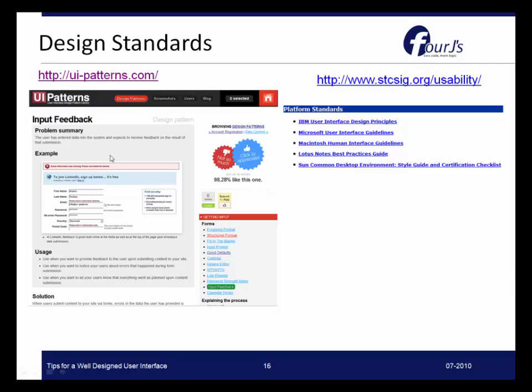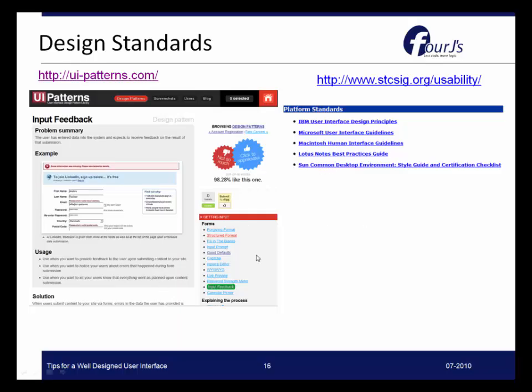For example, here the user has entered data into a system and expects to receive feedback on the result of a submission. It shows an example, it shows the usage and the solution, and also allows other web developers to agree or disagree on particular design patterns. This can be very helpful because you can quickly see what might be standard at any given time that you might be working on, for example, a new web-based application.